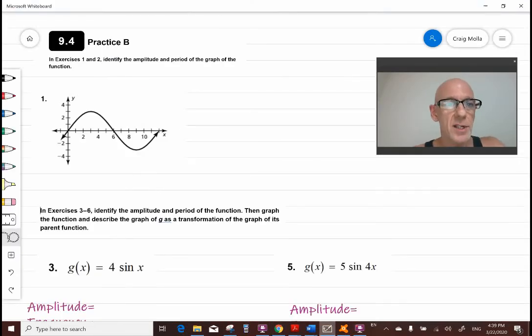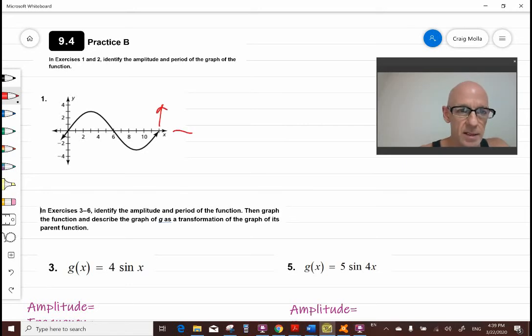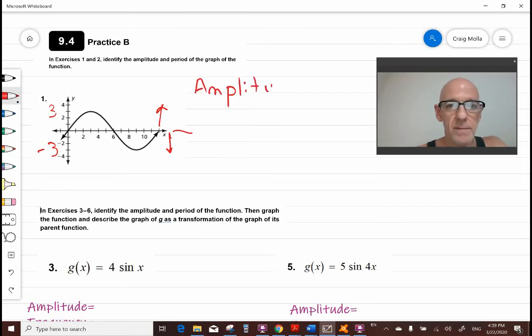Now, the first question says, identify the amplitude and the period. Now, you need to have a quick look and double check to see that the amplitude is from the principal axis up to the maximum. Now, that's the scale. I can see 1, 2, so the maximum goes up to 3. And the principal axis down to the minimum goes to -3. Now, because the principal axis is the y-axis, then the amplitude is that value.